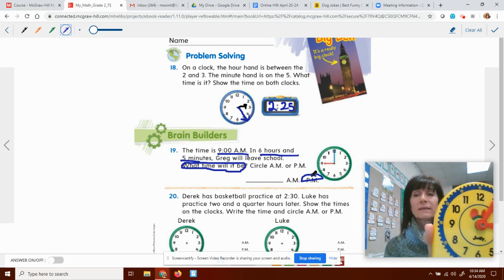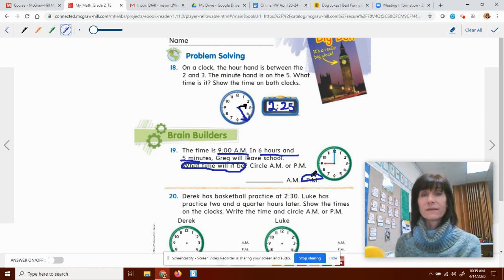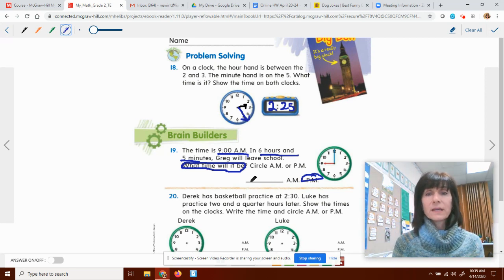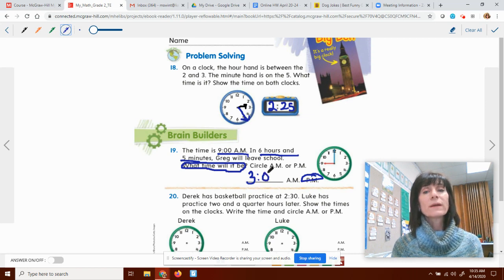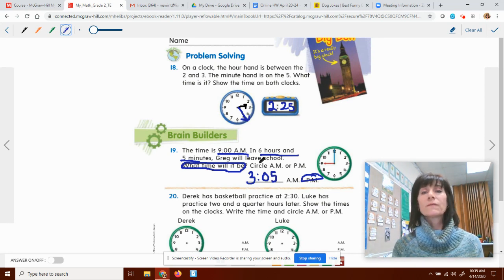If you said, because we want to look at the hour first, 3:05, you're correct. You needed to write 3, remember those colons, and it's not just 5. We have to put a 0, 5. If I just put 5, it'll look like 50. So we need to make sure if it's before a double digit, you put a 0 in front of it. So it's 3:05 p.m.